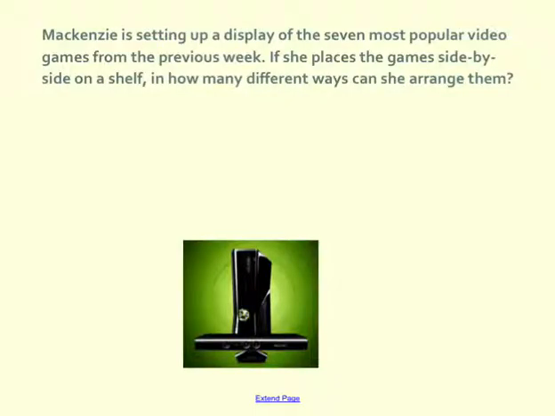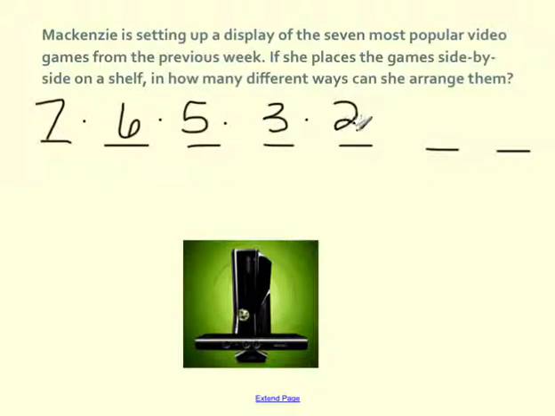Let's take a look at number 2. Mackenzie's setting up a display of the 7 most popular video games from the previous week. She's setting them up in a row side by side. So let's set our 7 spots up. How many different ways can she arrange them? We're starting, and we have 7 options when we put up the first one. Then when we put up the first one, we have 6. And so really now we're just going to be multiplying all the way down.